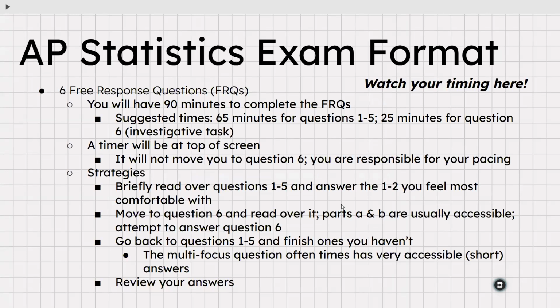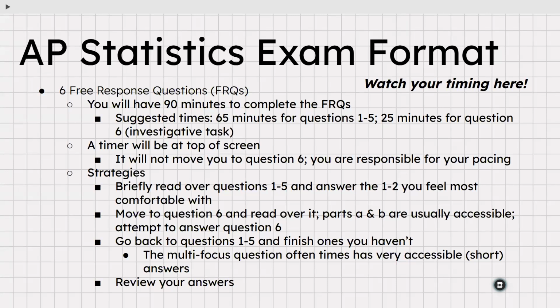Okay, FRQs. FRQs are a little different. FRQs are a timing issue. You really have to pace yourself, because at the beginning I said that question 6 is 25 minutes. Nowhere in the timer does it tell you question 6 is 25 minutes. You have 90 minutes to budget. So 25 of those minutes you should budget towards question 6, which means 65 minutes towards the other 5 questions, about 13 minutes a question.